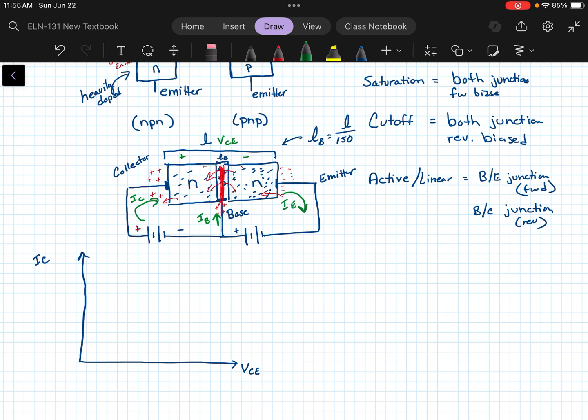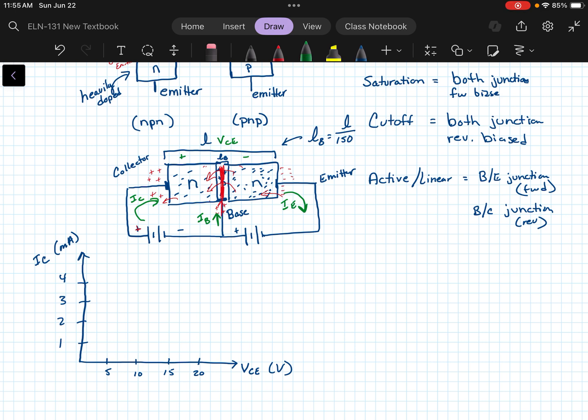So let's look at this graph. Let me label it here. Let's say this is 5, 10, 15, 20. Let's say our IC is going to be in milliamps, where VCE is in volts. Let's say 1 milliamp, 2, 3. I'm just making this up as I go. So those are all in milliamps.